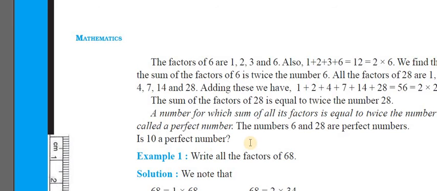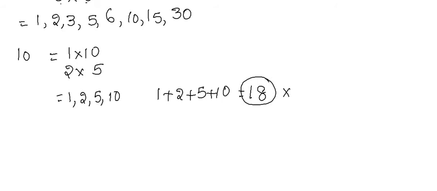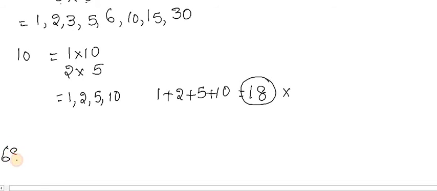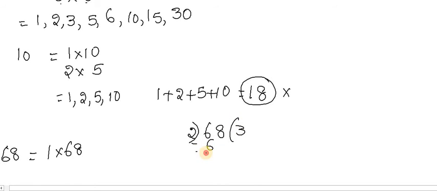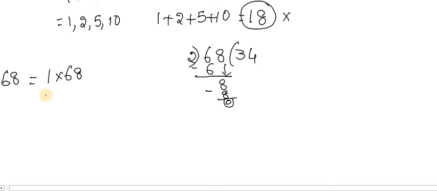So is 10 a perfect number? No, of course we all know that. Write all the factors of 68. We'll find the factors of 68 now. 1 times 68 is 68. If I want to check whether it will come in the 2 table or not, we already know that each and every factor is going to become an exact divisor of that. So 2 threes are 6 and 8 will come down. 2 fours are 8. So 2 thirty-fours are 68.